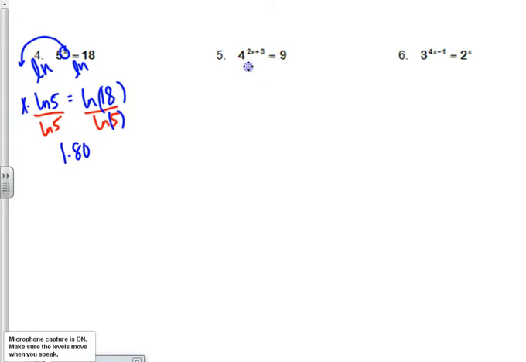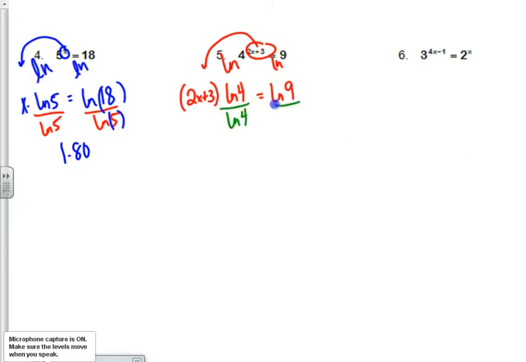Number 5, exponential problem. They do both have options to rewrite as different bases, but neither of their bases are common to each other. So I'm just going to have to apply a logarithm. Again, I like natural logarithm, but you can do whatever you want as long as you do the same to both sides. The exponent will come down in front. So I have the quantity 2x plus 3 times whatever the natural log of 4 is equals the natural log of 9. Natural log of 4 and natural log of 9 are just numbers. So if I divide by the natural log of 4 on both sides of my equation, that's something I'm going to have to type in.